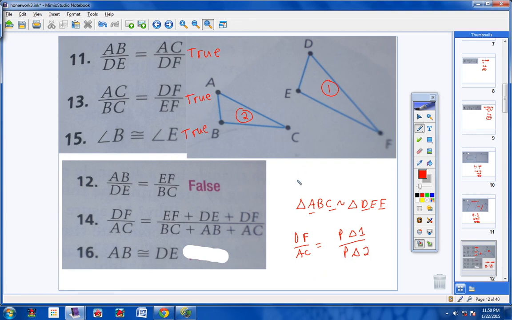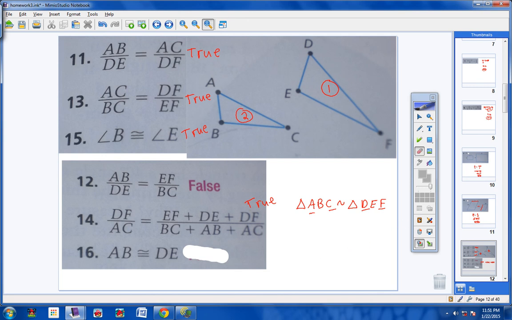We have a theorem that says the ratio of the sides of similar triangles is equal to the ratio of the perimeters. And as long as you stay consistent, we put DF over AC. DF corresponds with AC. And because DF was on top, triangle 1 has to go on top, and it does. So this is good. This is totally true. No problem with that at all. Remember, the ratio of the sides of similar triangles equals the ratio of the perimeter.